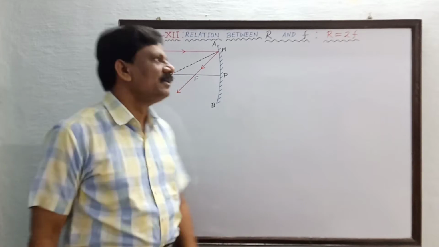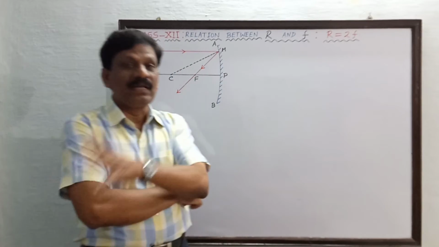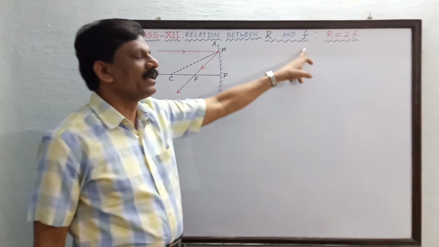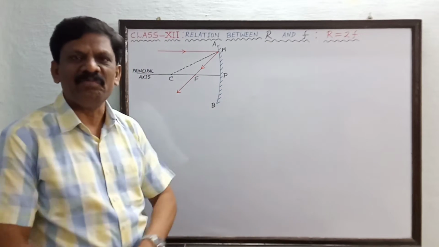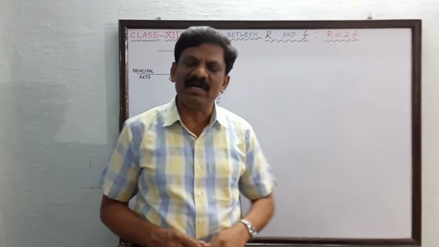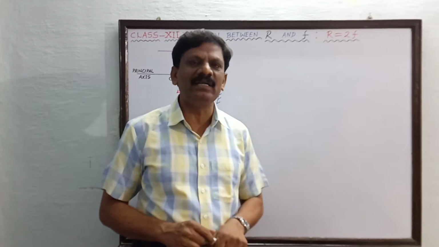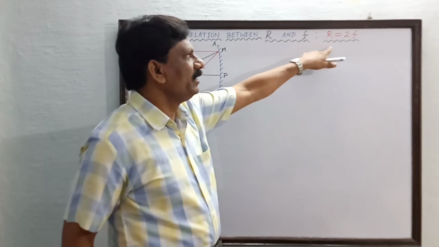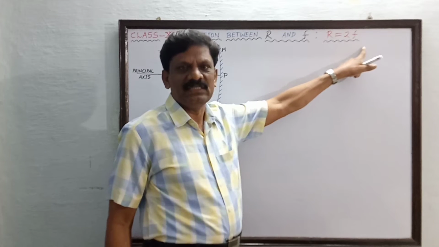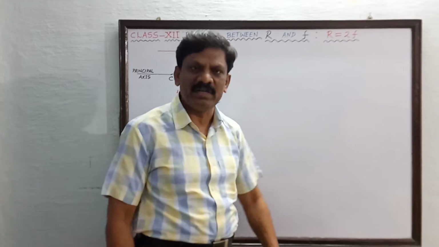Hi students, now we are going to derive the relationship between the radius of curvature and the focal length of a concave mirror. This question is usually asked for 3 marks. Derive an expression between R and F. We already have studied in the 10th standard, R is equal to twice the focal length. Is it not? We are going to derive this relation only.